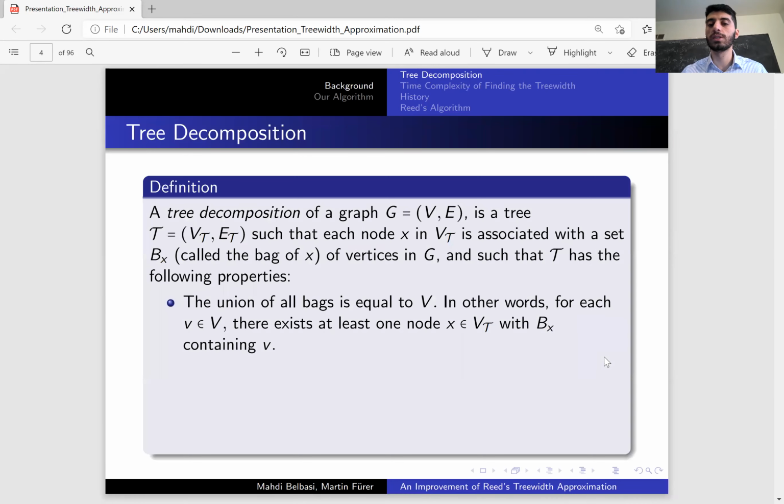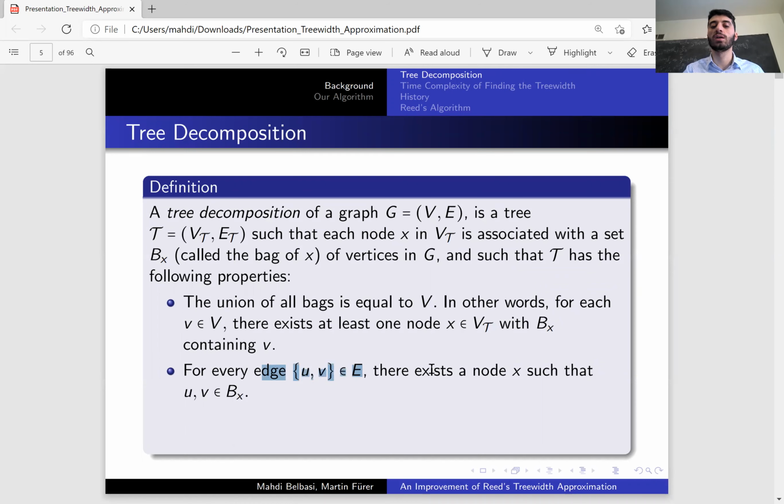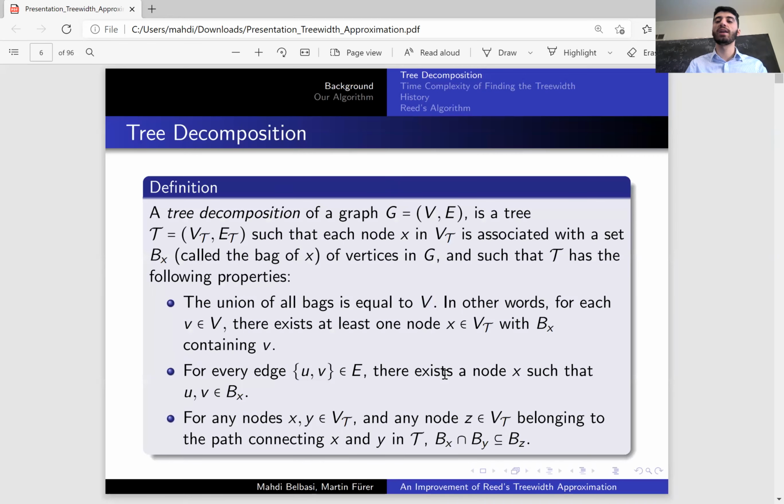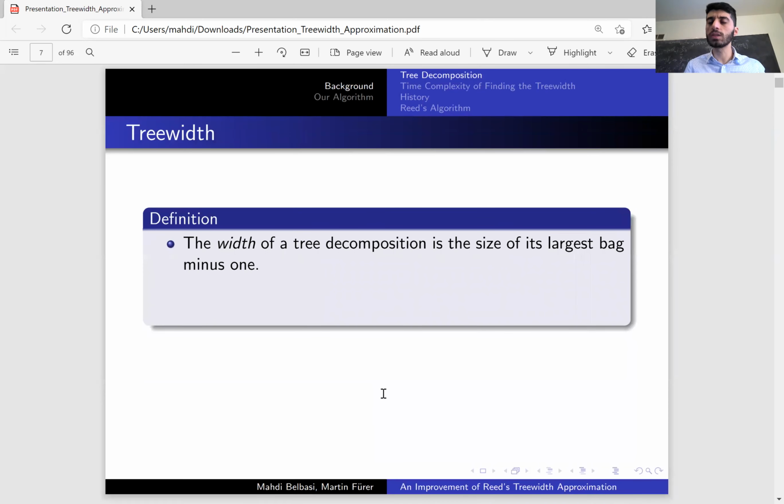So let's start with tree decomposition. If you're given a graph G, a tree decomposition is basically a tree such that each node in X is associated with a bag of vertices of G, such that these properties hold. The union of all bags is basically all vertices of G. So every vertex should be in at least one bag. For every edge in the graph, we must have one node that has both endpoints in it. And if you look at only one vertex of the graph, the nodes having that vertex form a subtree. They are connected. So that's tree decomposition.